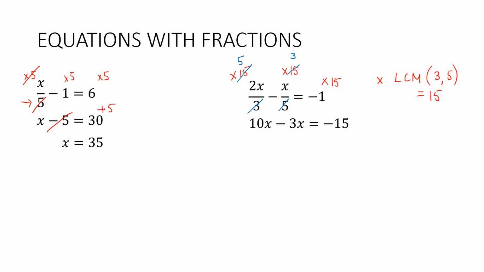Can you see how in one go I have gotten rid of both of the denominators? So I've turned quite an ugly equation into something that's manageable. Collecting like terms, 10x take 3x is 7x. Dividing both sides by 7, remember how to do that? I get my answer. x is equal to negative 15 on 7, the end.